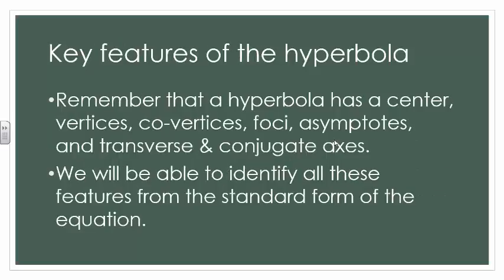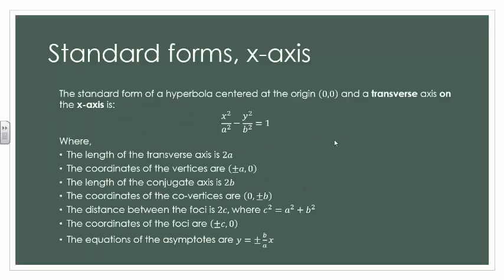There are several key features of hyperbolas. Every hyperbola has a center, two vertices, two covertices, foci, two asymptotes, and a transverse and conjugate axis. We will be able to identify all of these features from the standard form of the equation.